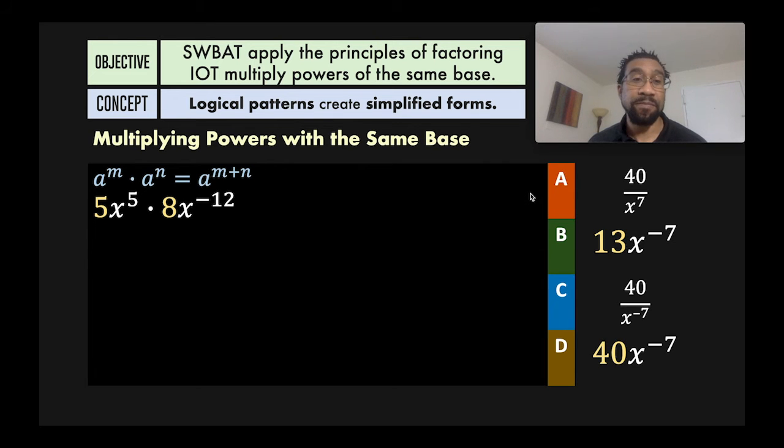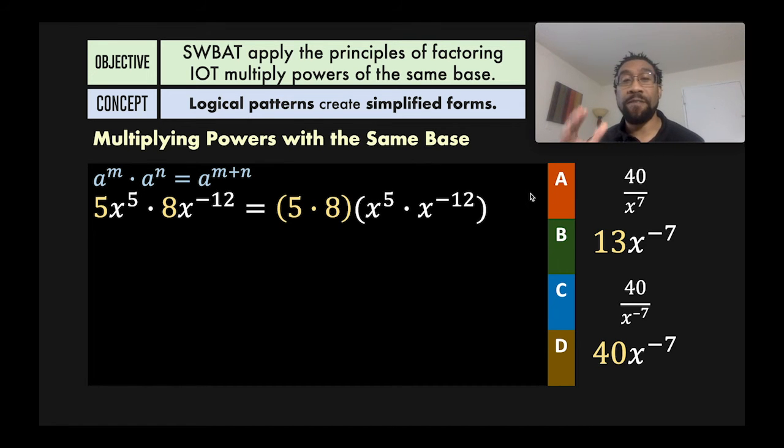So let's do this. We've got 5x to the 5th times 8x to the negative 12th power. What do we do first? Here's what I always suggest: if you're writing this out by hand, reorganize your terms. Use the commutative property to rearrange all these terms because it's all multiplication. We're going to put the 5 and the 8 out front as multiplication, and then x to the 5th and x to the negative 12 at the end, within multiplication.